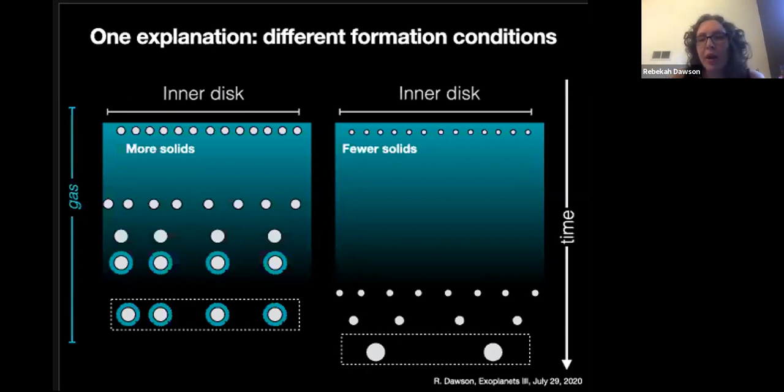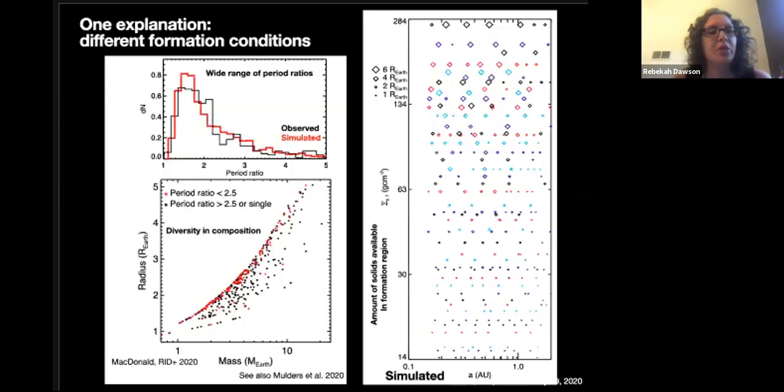I've recently been exploring how this manifests in those different observed trends that I just talked about. On the top, I'm showing a plot of the distribution of orbital period ratios. Having a range of formation conditions can give us a range of different period ratios when we look at the population overall. And it can give us diversity in composition, which I'm showing in the bottom left plot. There's a lot of scatter in the mass radius relation in systems forming under different conditions.